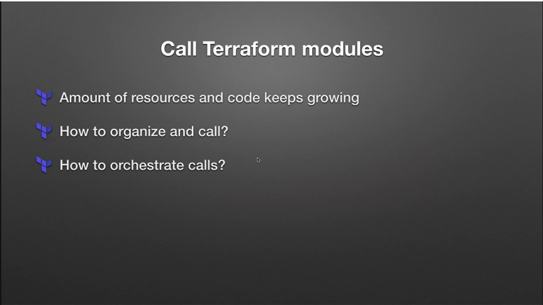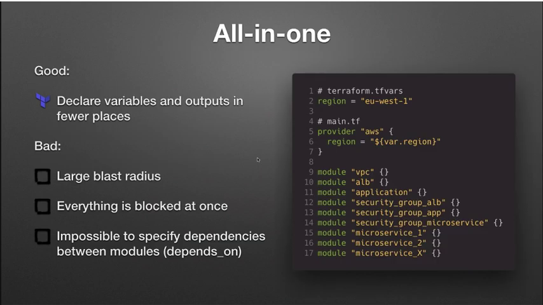Imagine the situation where the amount of resources and code keeps growing, and let's look into how to organize code. One pattern here is what I call all-in-one, where we have a small amount of files, or a large amount of files, as I saw recently, main.tf, and in this place we are invoking a bunch of modules. In this example, we're invoking VPC, ALB, we are creating an application, a bunch of security groups, and a bunch of microservices modules. So all of this is called in one big go.